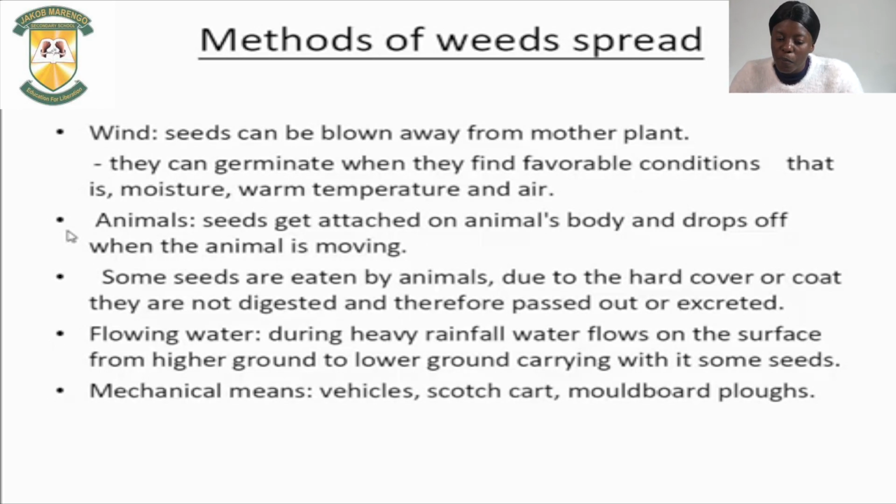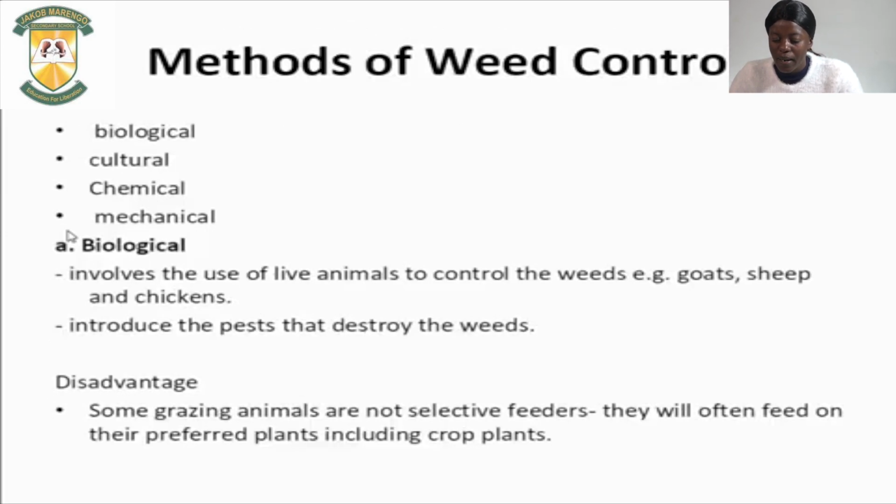Weeds can also be spread by flowing water. During heavy rainfall, water flows on the surface from higher ground to lower ground, carrying with it some weeds. We also have the mechanical means. We have the implements which are used by farmers, for example, the multiple plow. Seeds can get attached on those implements and they can be carried from one place to another.